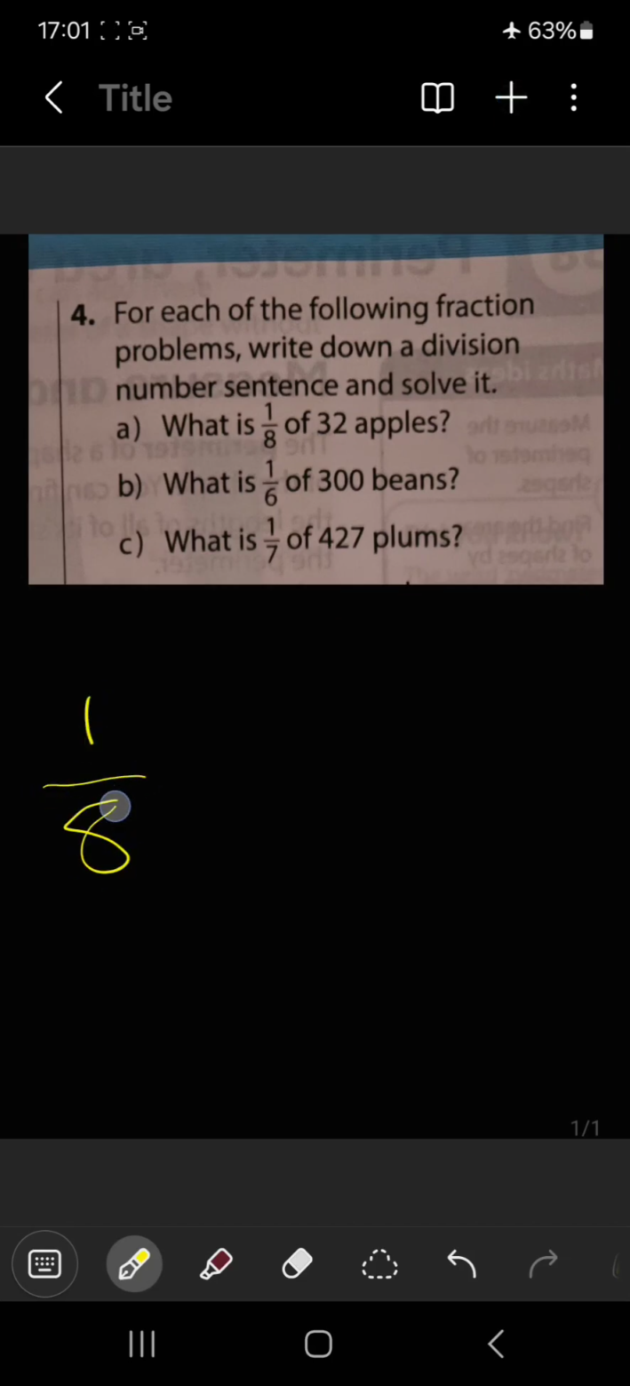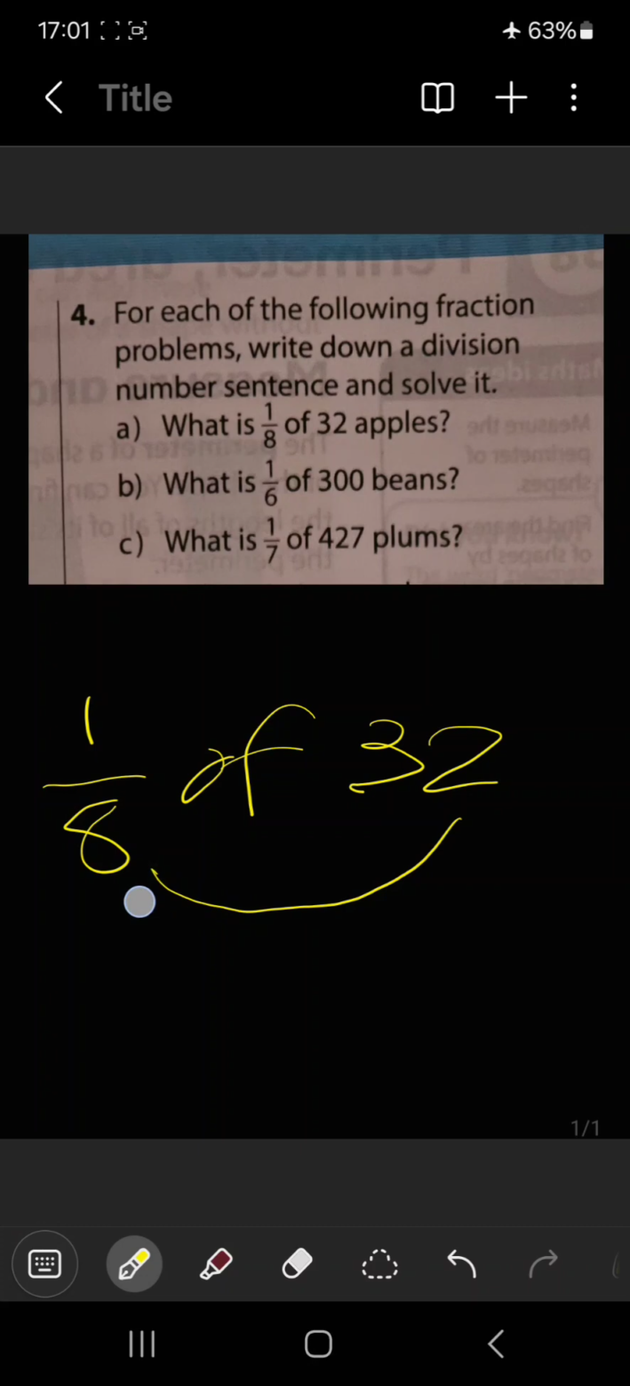So for a, what is 1/8 of 32 apples? There are 32 apples. The rule when finding a fraction of a group is you take 32, divide by 8. So you divide by the denominator and you multiply by the numerator. The answer that you get from division, you take that answer and you multiply by the numerator.